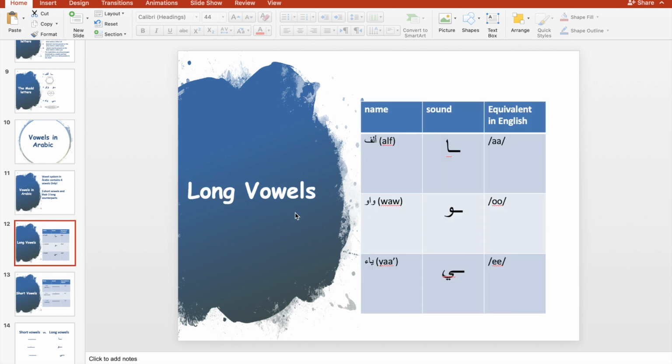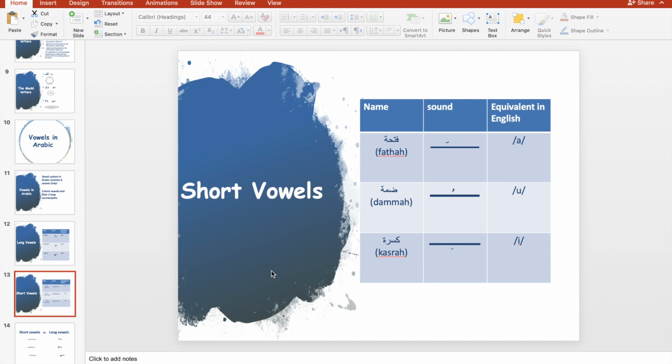The long vowels are alif, and the sound is a, a, a. Waw, and the sound is oo, oo, oo. And finally, ya, and the sound is e, e, e.